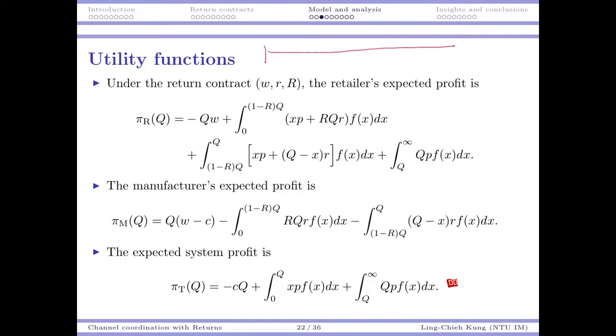Let's say this is the possible demand. As a retailer, I may order at this level. And then the demand may be either larger than my order quantity, or lower than my order quantity. If the demand is greater than the order quantity, then I'm going to sell everything, and the sales quantity will be capital Q. So I will earn this amount with probabilities for demand to be greater than capital Q. This is the case in region 3.